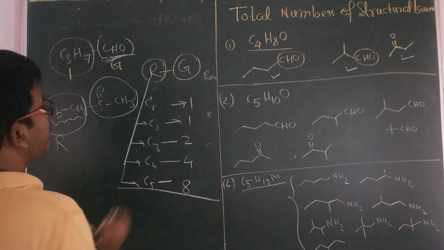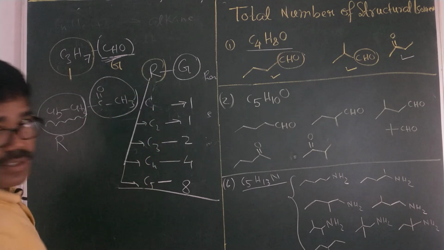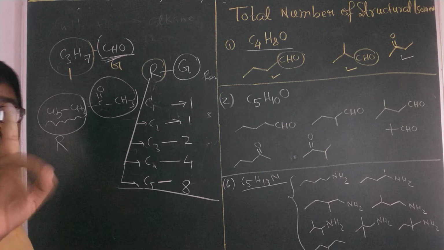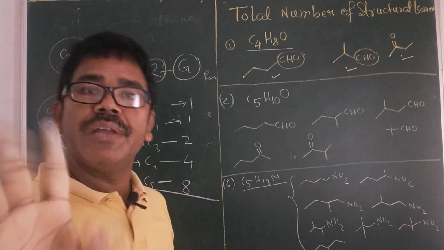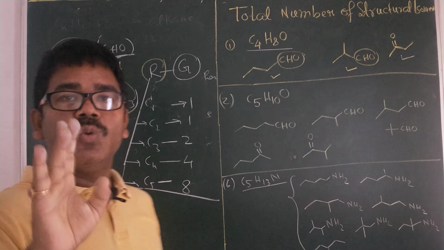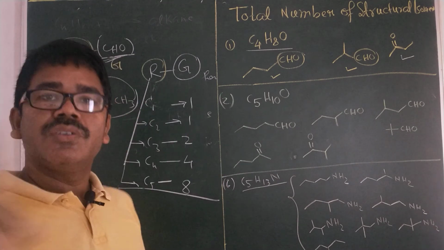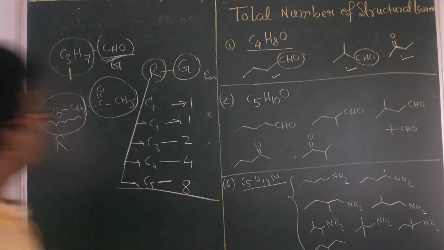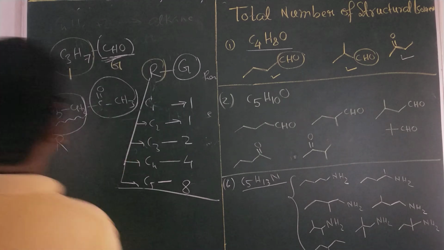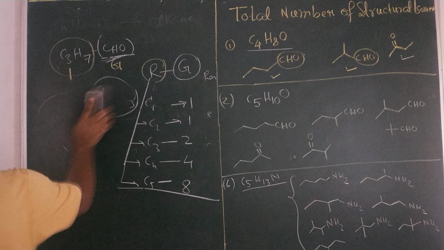This part you need to keep in mind. 1 carbon 1, 2 carbons 1, 3 carbons 2, 4 carbons 4, 5 carbons 8. That is 1, 1, 2, 4, 8. Clear? Very good. Now let us see the second case.